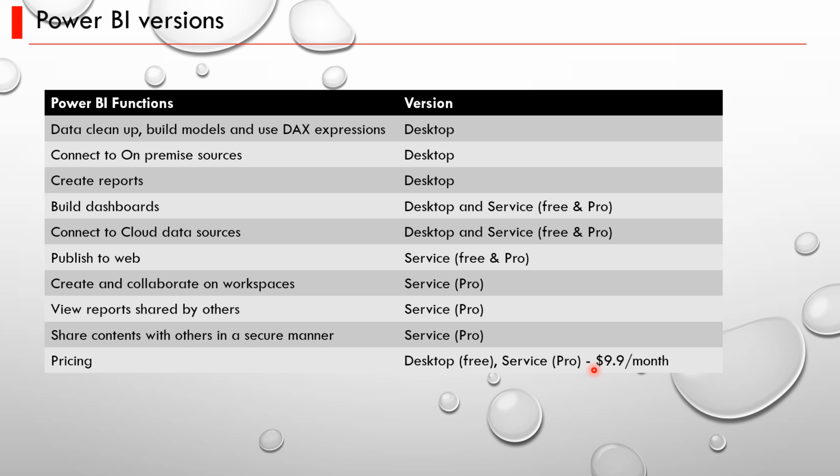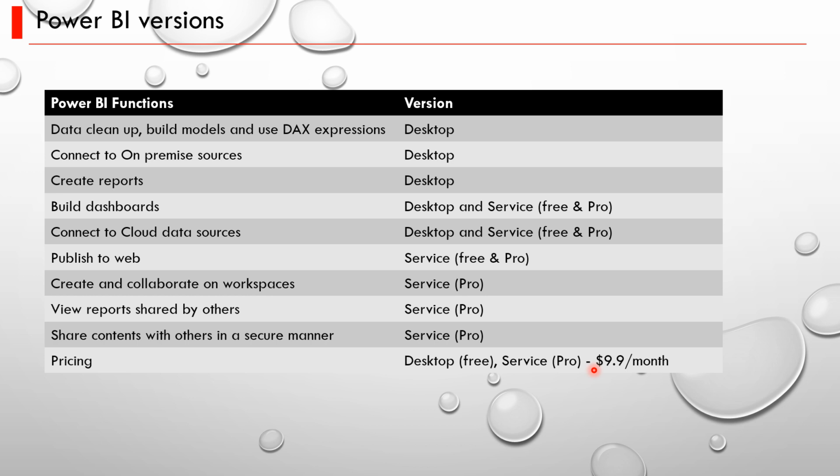So there's Power BI Desktop and Power BI Service. Those are the two parts of Power BI. Power BI Service is the online version where you get to share your reports, and you can also build reports right there. There's a free version, and you can use the free version or the Pro version to build your reports.